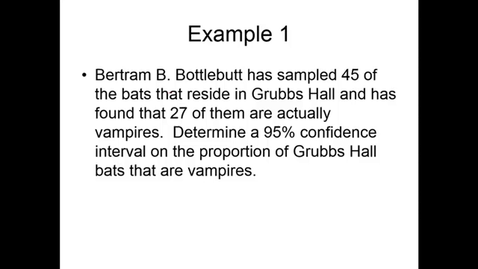Example 1. Okay. Bertram B. Bottlebutt has sampled 45 of the bats that reside in Grubbs Hall and has found that 27 of them are actually vampires in disguise. Determine a 95% confidence interval on the proportion of Grubbs Hall bats that are vampires.